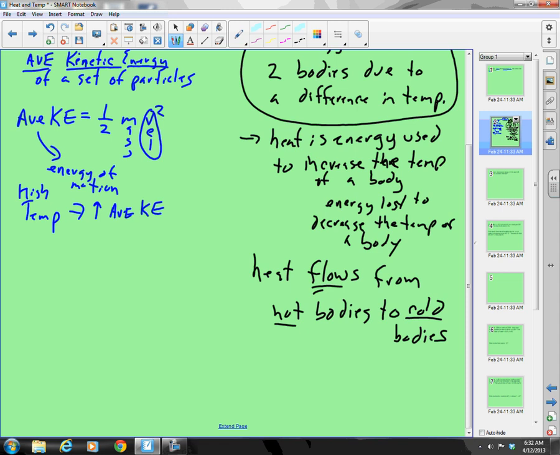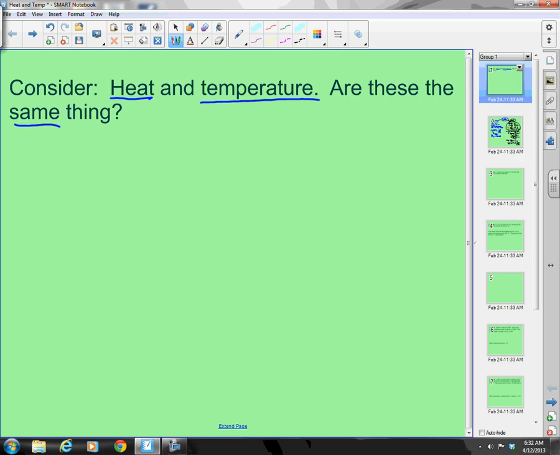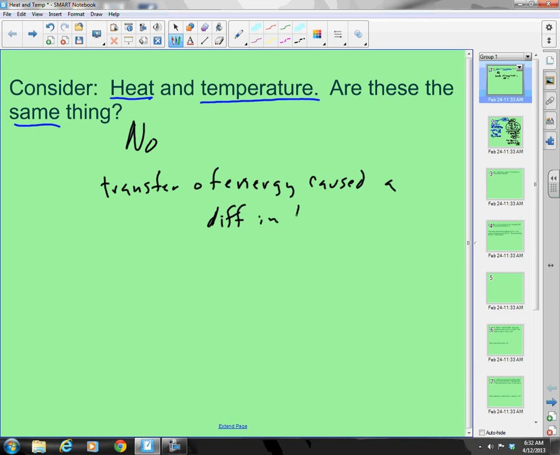Okay, good. So I think we have discussed our different things here. Are these the same thing? No. Heat is the transfer of energy caused by a difference in temp, right? That's what heat is. And what is temp? That is a measure of average kinetic energy of my particles. Okay, good, cool. We know the difference now between heat and temp.